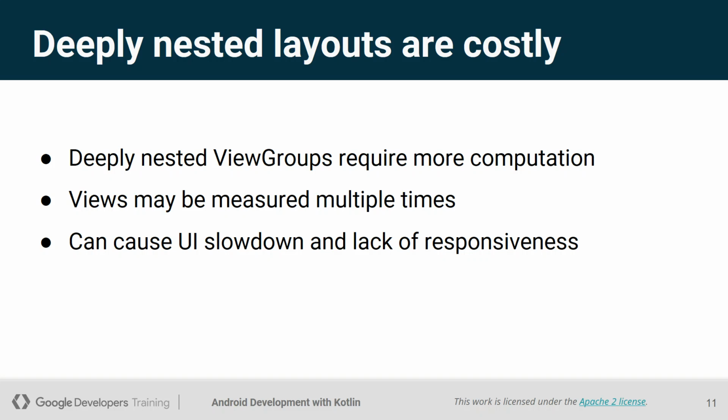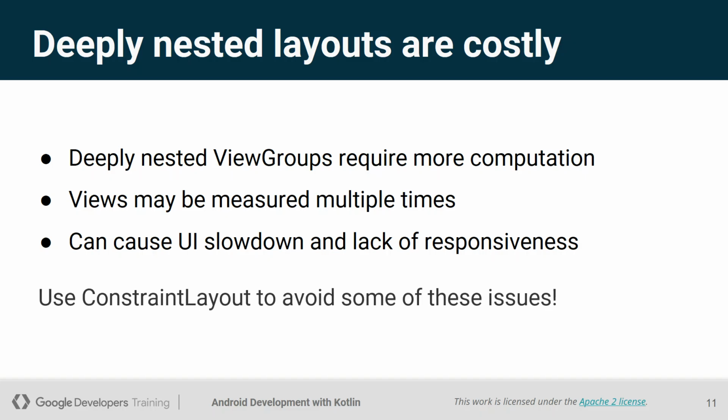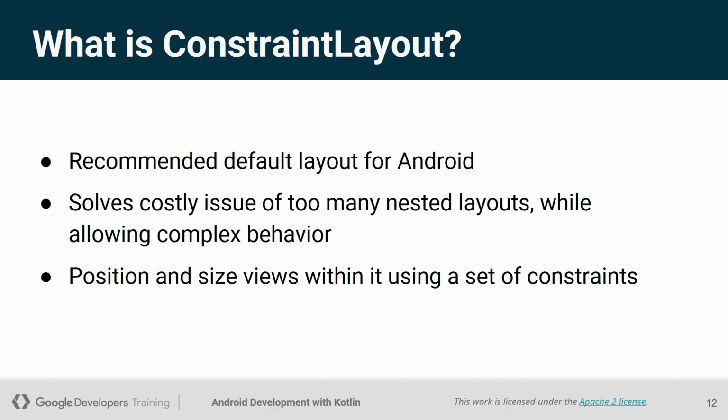Constraint layouts. When you are dealing with constraint layouts, we are starting with deeply nested layouts that are costly. Mostly you use these to define what are called the view groups that require more computations. Number one is views may be measured multiple times, and they can cause UI slowdown and lack of responsiveness. So you use the view groups that are really responsive and working with your device. You don't just choose any. So use constraint layouts to avoid some of these issues. That's why mostly we use constraint layout at the beginning of our apps.